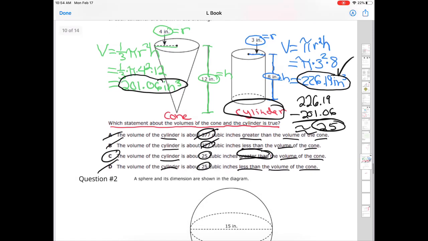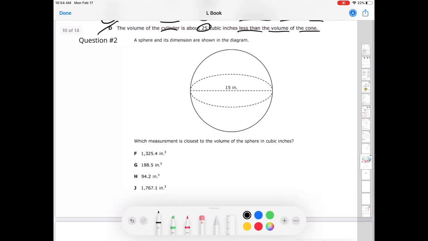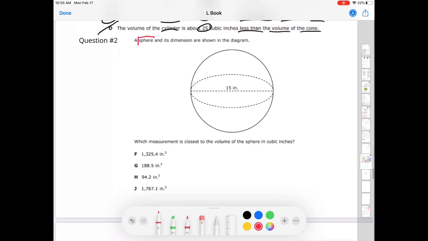Okay, so next question. You have a sphere. Again, go back to your formula chart. And you're going to write your formula down. But of course, read the question. Just like any other question, there's not a lot to it. So first read it. A sphere. So our shape has been identified. Box your sphere. And its dimensions are shown in the diagram. Which measurement is closest to the volume of the sphere in cubic inches?